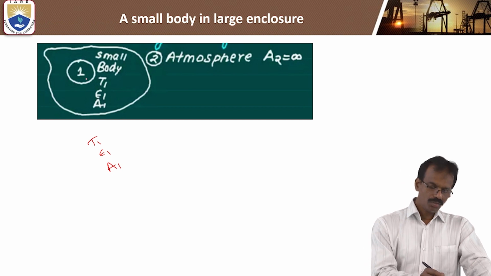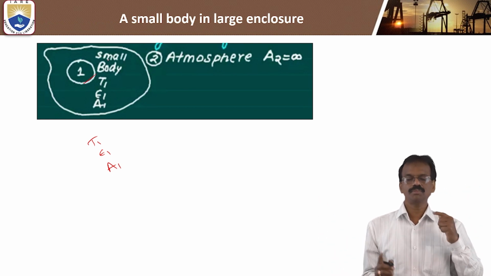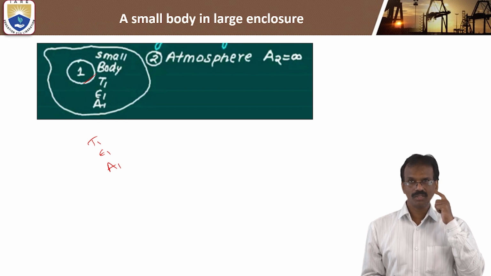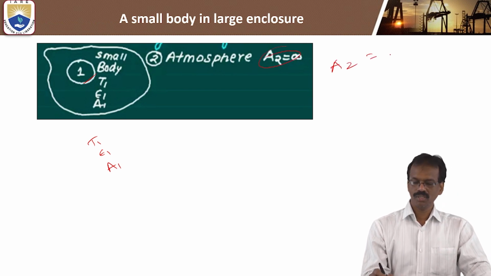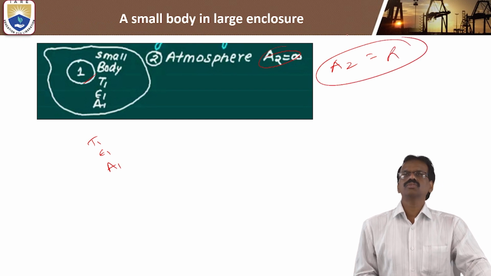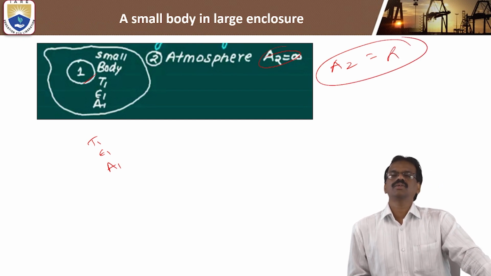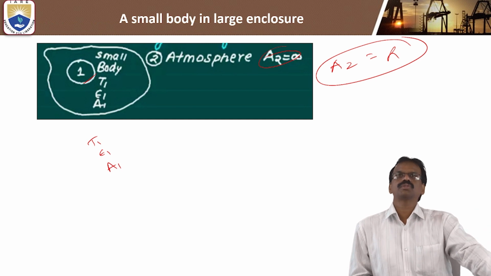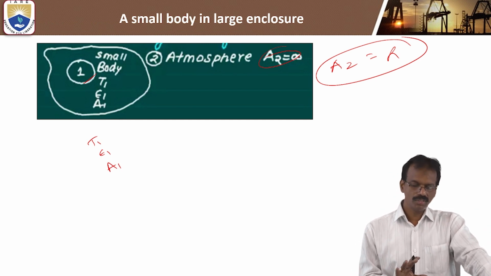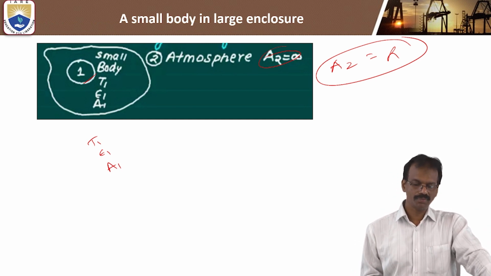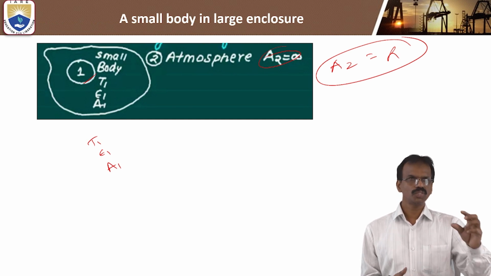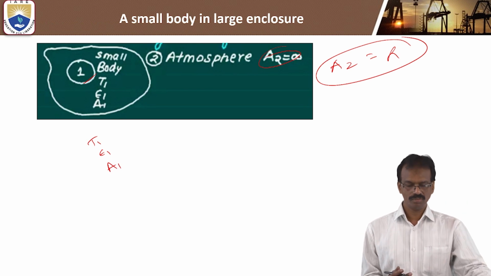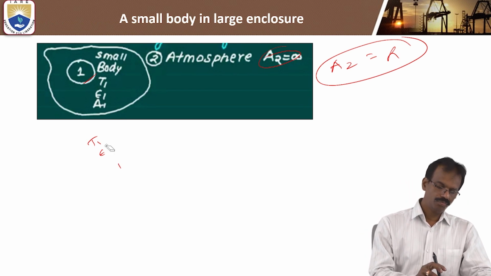Compared to the small body, the big enclosure means the area of the big enclosure we can assume is A2 equal to infinity compared to the small body. So no need to consider the area 2 because it's a big enclosure. So in this case, what is the final formula? What is the rate of heat transfer between the small body and big enclosure? We'll derive that formula also.